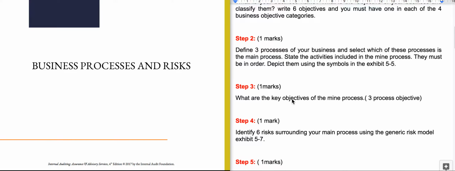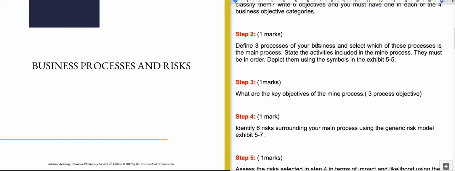The second step is to define 3 processes of your business and select which one of these processes is the main process. For example, you have an HR process. I want to hire the perfect designer. This will be in the HR process. Also, one of the processes is to produce the clothes. So which one is my main process? You need to choose it.